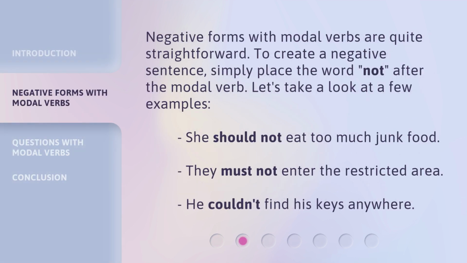Negative forms with modal verbs are quite straightforward. To create a negative sentence, simply place the word not after the modal verb. Let's take a look at a few examples. She should not eat too much junk food. They must not enter the restricted area. He couldn't find his keys anywhere.